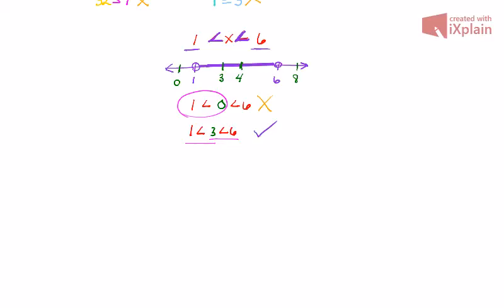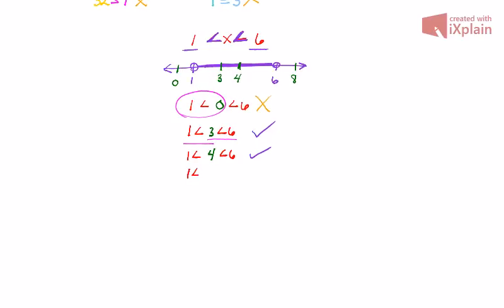Notice that the numbers fall in a specific order. Okay. So if we continue, if we have 1 is less than 4 is less than 6. 1 is less than 4. 4 is less than 6. So we are okay. Now if we start picking values that go beyond 6, notice that things will begin to fail again. Oops. So if we have 1 is less than, in my particular example I picked 8, is less than 6.